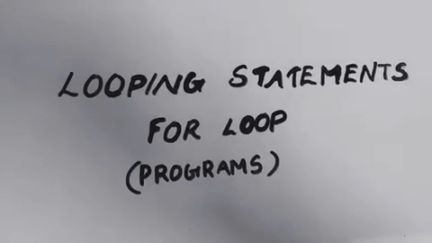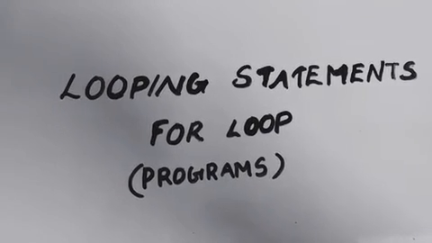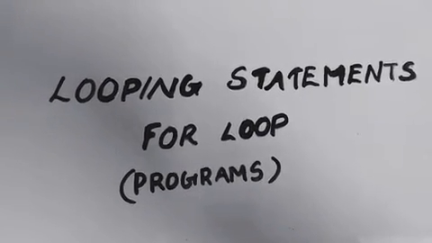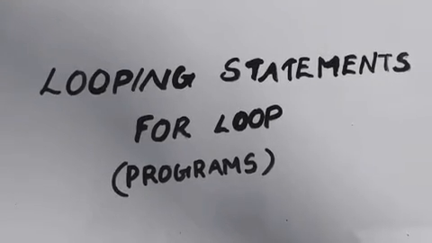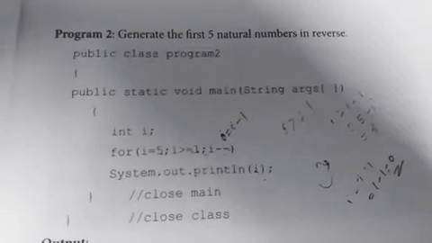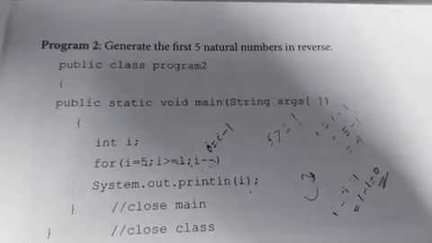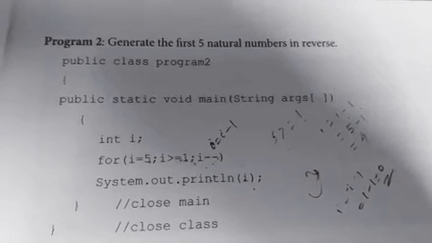Welcome back, students. Today in this class we are going to study for loop based programs. So here is a Java program to print the first 5 natural numbers in reverse order.